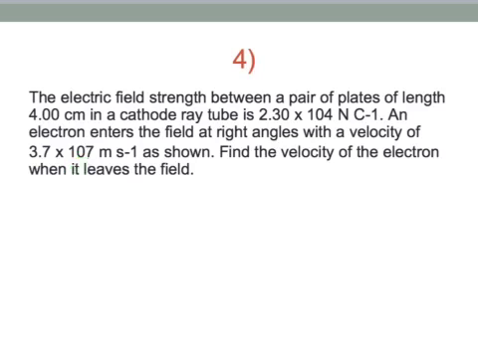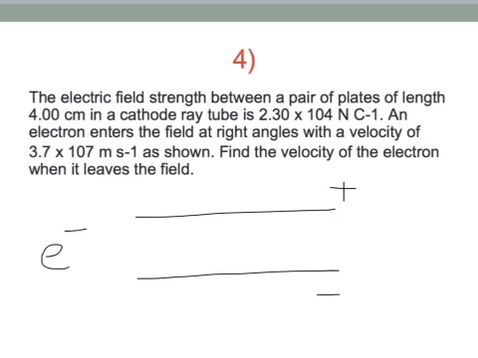So it's not shown, I will sketch the diagram for you. This is the positive plate, this is the negative plate. Here's the electron, comes along, enters the area of the plates. This length, of course, is given as 4 centimeters from the beginning to the end.